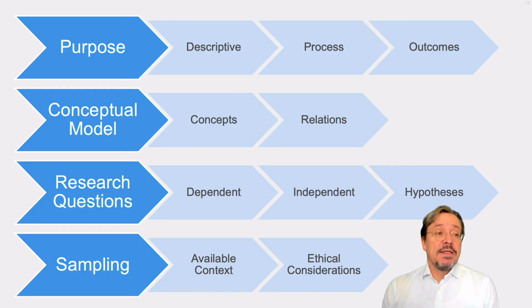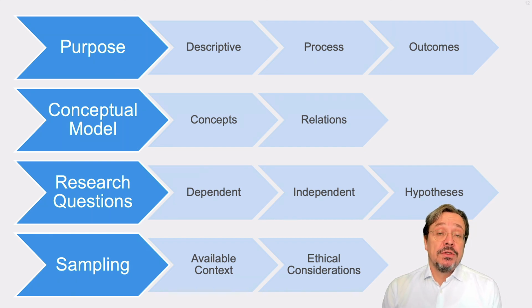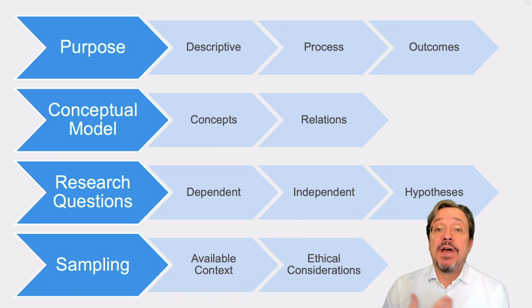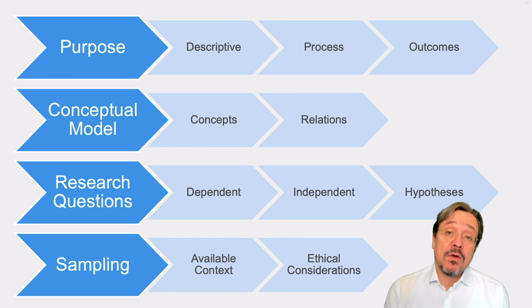So to summarize, purpose, there might be a descriptive study, you might be interested in the process or more in the outcomes. The conceptual model should specify your core constructs, concepts, and their interrelations. And the research questions should name your dependent and independent variables and define hypotheses on their dependencies and relations. And in the sampling, of course, it's very important to consider the available context and also ethical considerations.